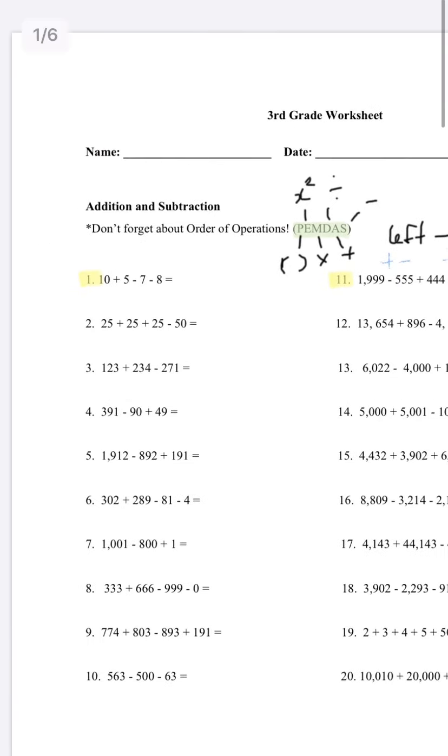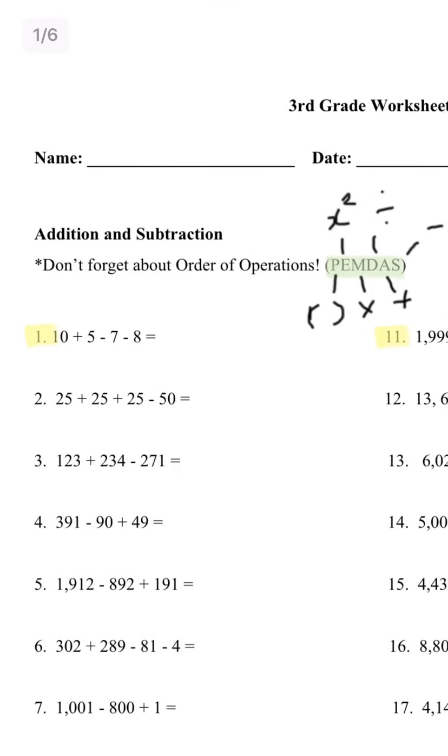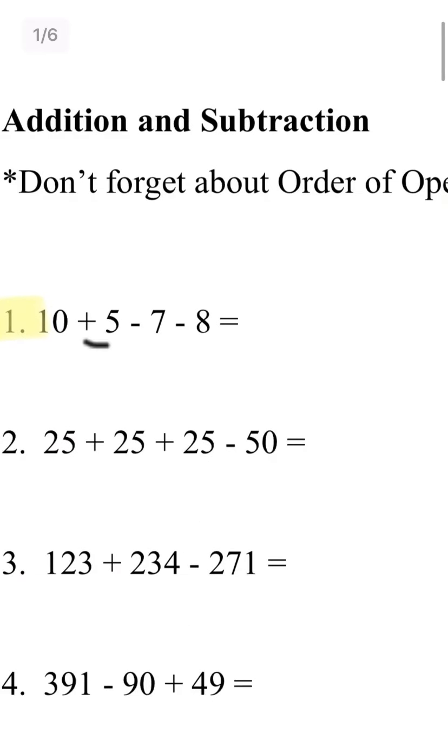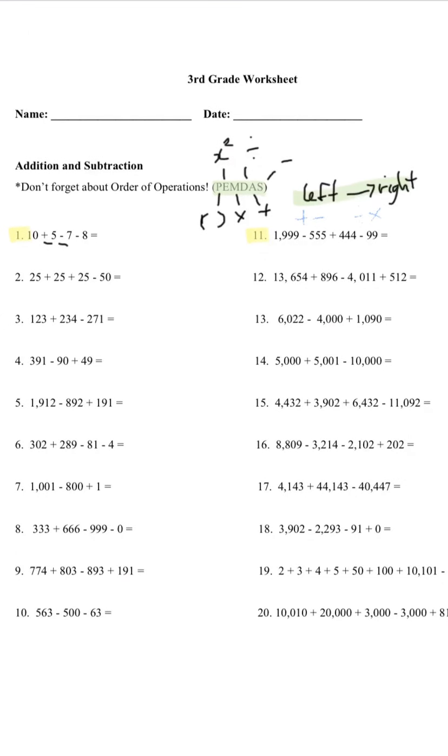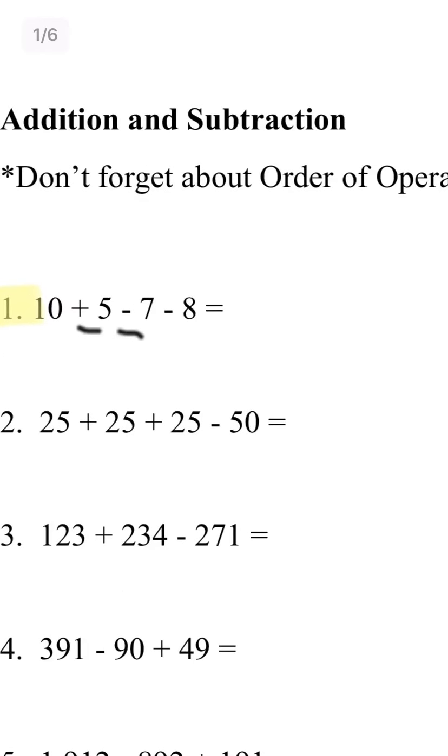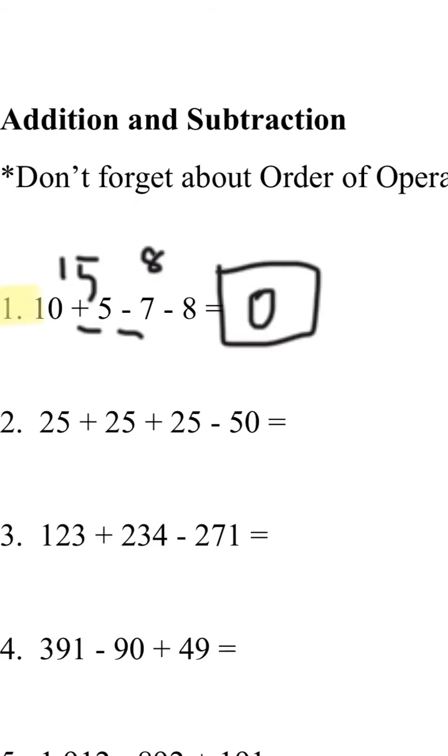Okay? So let's look at number 1. 10 plus 5 minus 7 minus 8. So when we have addition and subtraction together, the rule that you have to follow is just left to right. Okay? So 10 plus 5, that's 15. And then minus 7, that's 8. And then 8 minus 8 equals 0. So 0 is your answer.